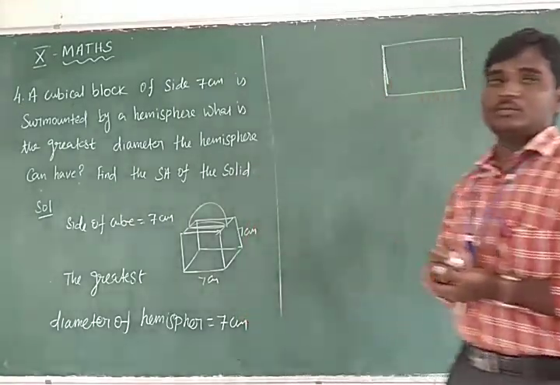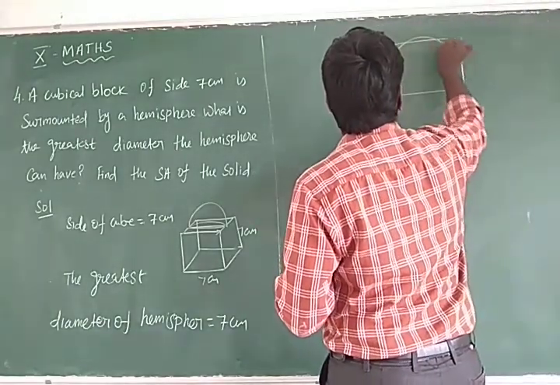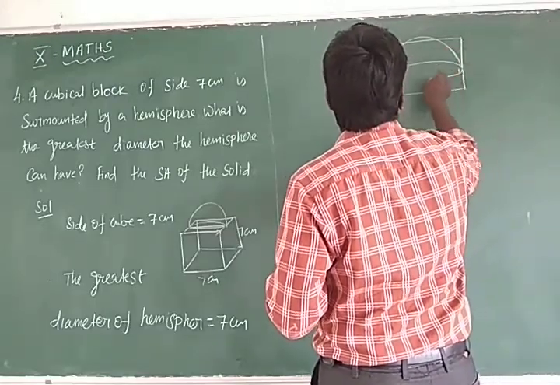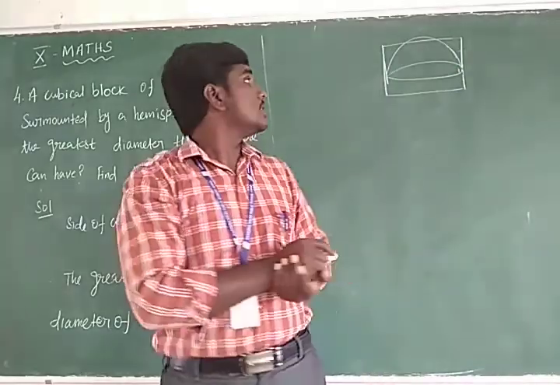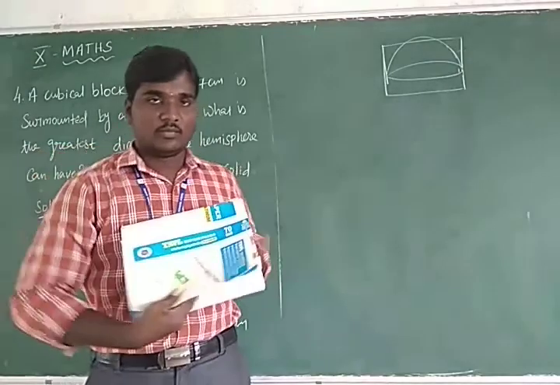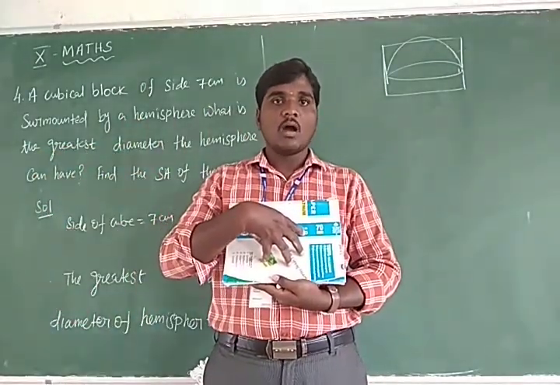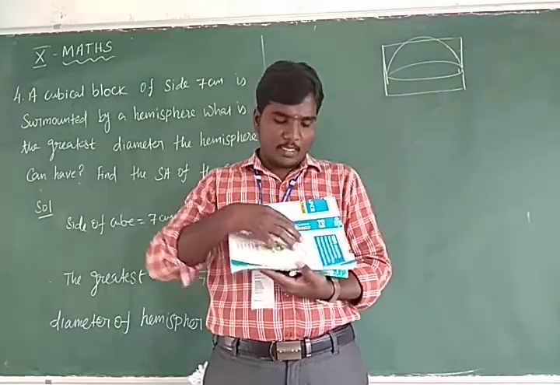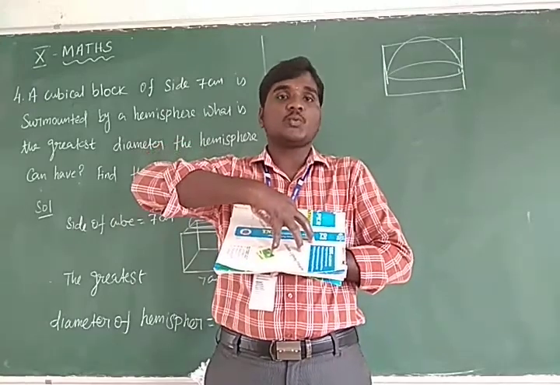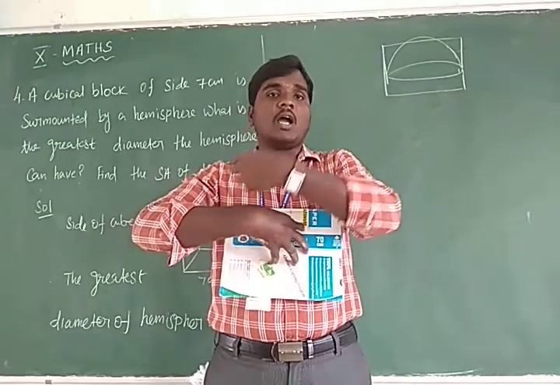It is a top view. Okay, on top, one hemisphere, surmounted hemisphere. Isn't it? On your top. Okay, listen. It is here the top of a cubical block. On the top of the cubical block, like this, one hemisphere is surmounted. Okay, how will we find the top area?